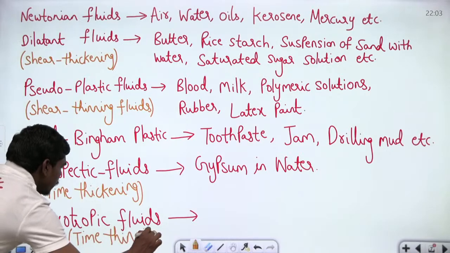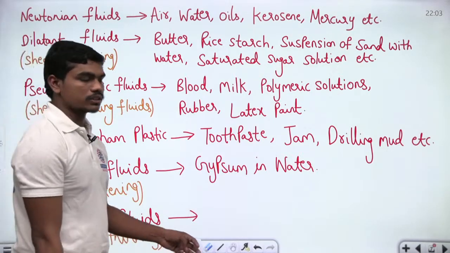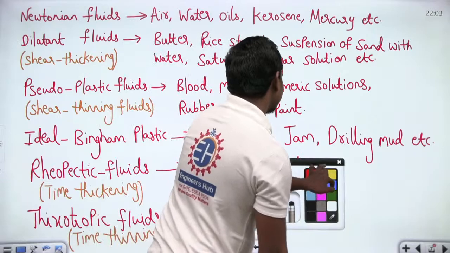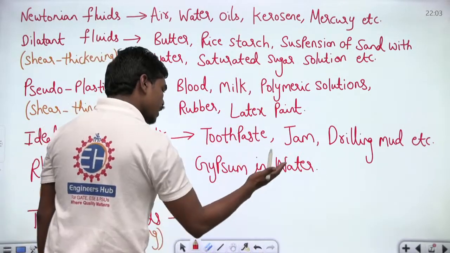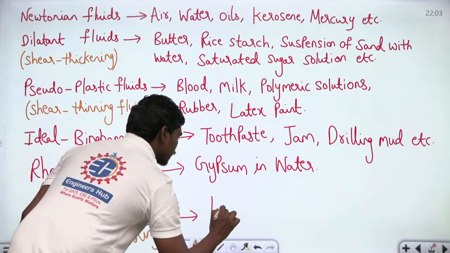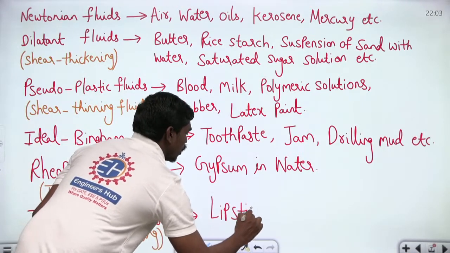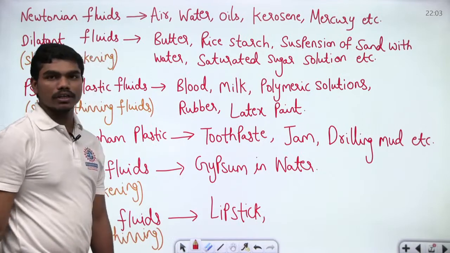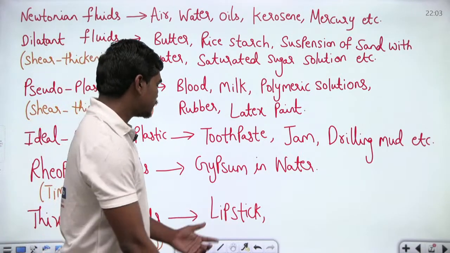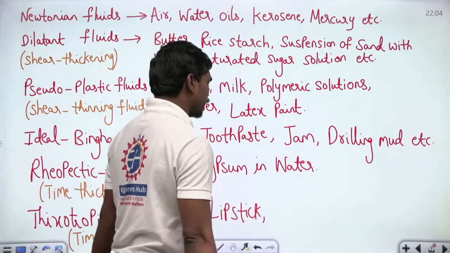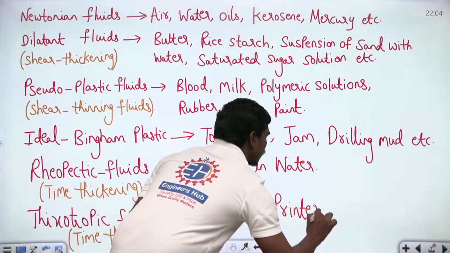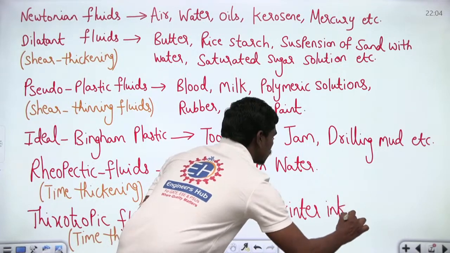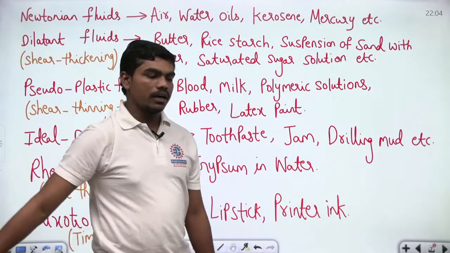Time thinning fluids, because as time increases, the viscosity keeps on decreasing in this case. So in that case, this is equal to thixotropic fluids. If you write a few examples, you can just write lipstick, which many of the boys might not have some idea about because they don't use that generally. So lipstick, and of course along with lipstick you can always write printer ink. Normally your inkjets that you have are thixotropic in nature. So this printer ink is also in this case.